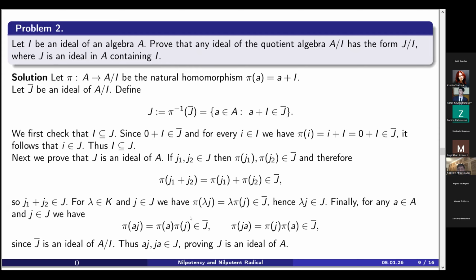Finally, for any a in A and j in J, we have P(aj) equals P(a)P(j) in J-bar, and P(ja) equals P(j)P(a) in J-bar. Since J-bar is an ideal of A/I, thus aj and ja are in J, proving J is an ideal of A.